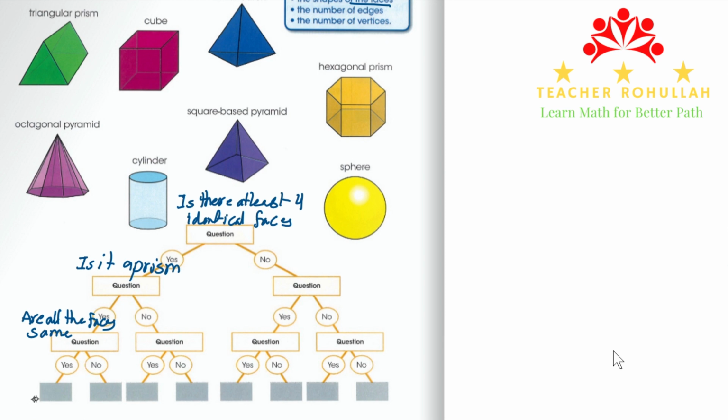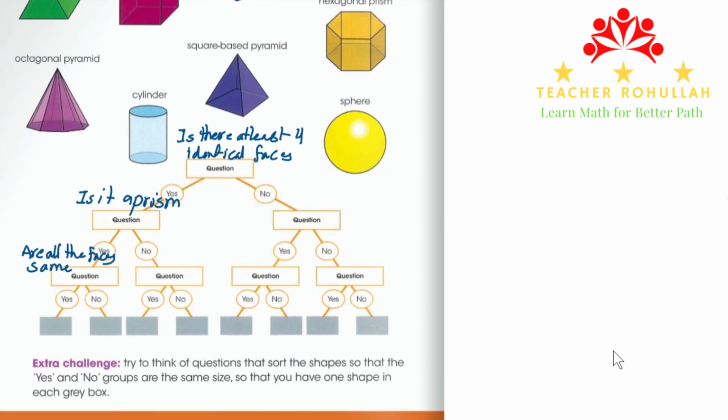If yes, what shape can it be? From these shapes that we have here, which of them has all the faces the same, or the shape of all the faces is the same? That is the cube. I will write the name only. Let me scroll a bit down. Okay, I will write the cube in this gray box.